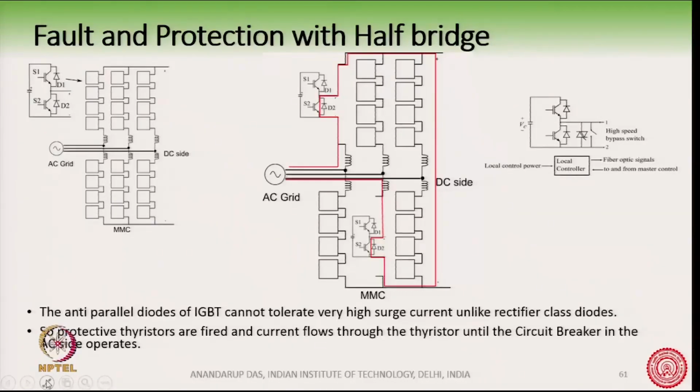Okay. So, the arm inductors along with the protective thyristors help to minimize the impact of the severe pole to pole fault on the DC side. With this, you can see how the MMC can be operated during the fault condition with half bridge circuits.